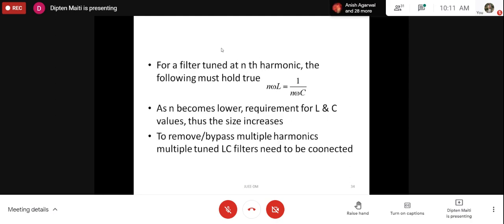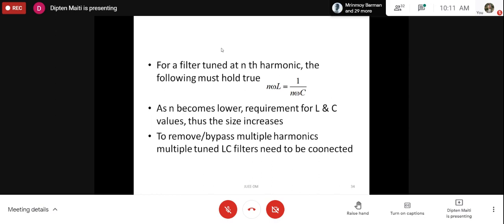So as you can see here from that, as n becomes higher, omega L and omega C, because that is the inverse of the n, so the values of L and C required become lower. However, as n becomes lower, or if you want to bypass a lower harmonic frequency, in that case the sizes of L and C would be much higher.